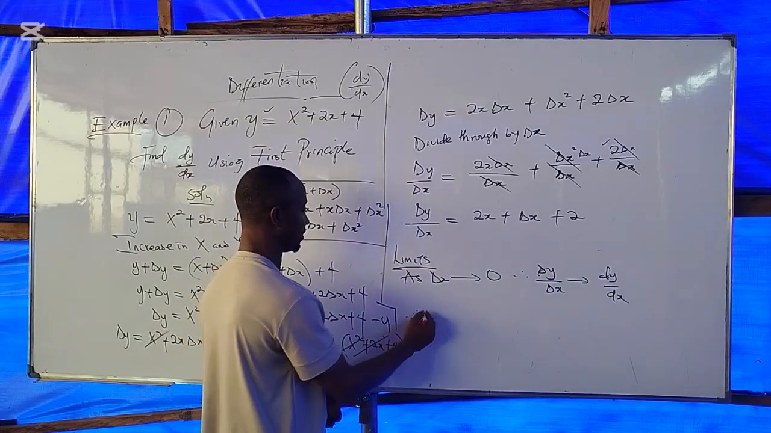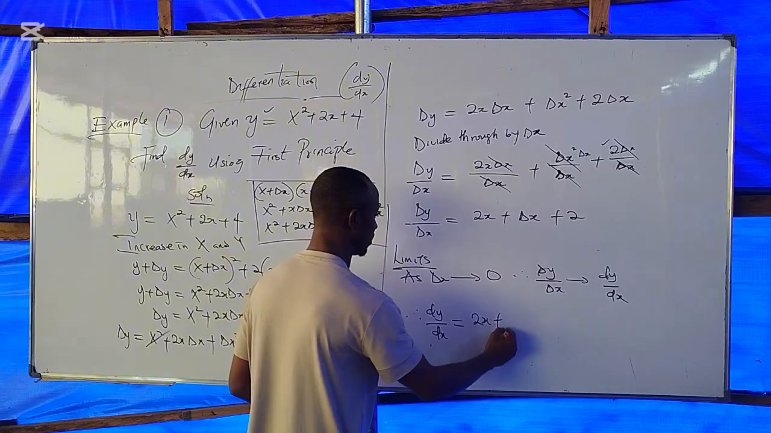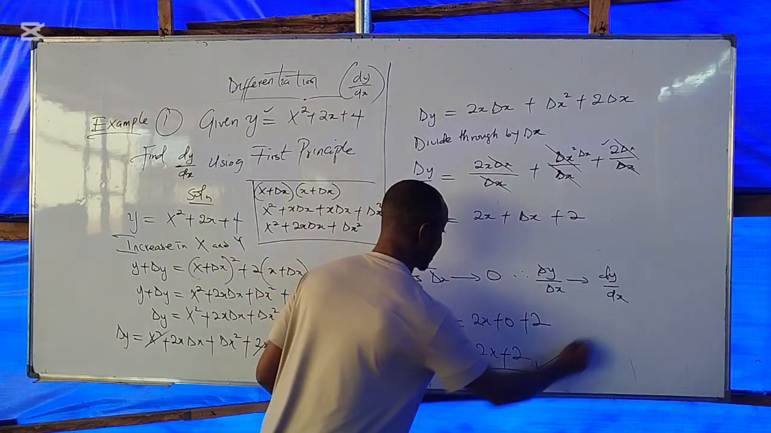So that means I'm going to have what here? dy/dx equals to what? 2x plus 0 plus 2. And what do you have here? 2x plus 2. Is it making sense now?